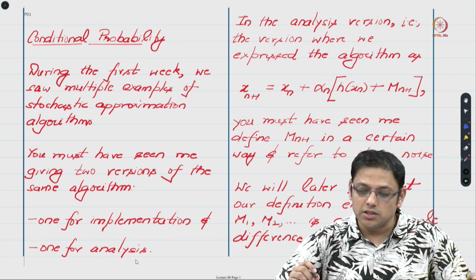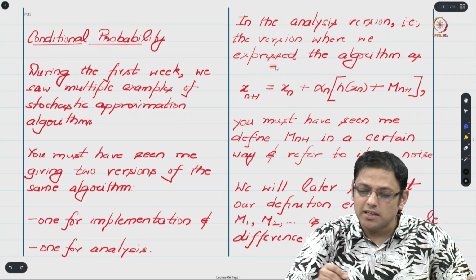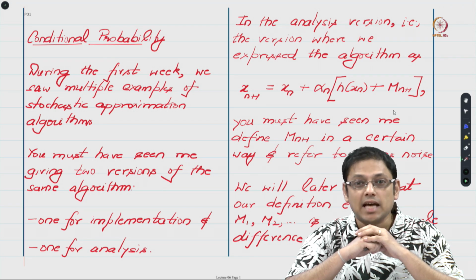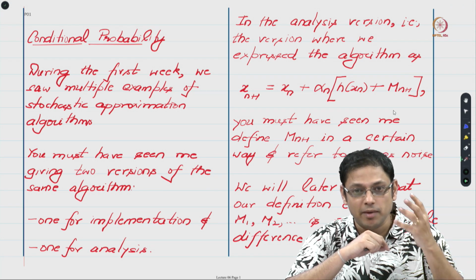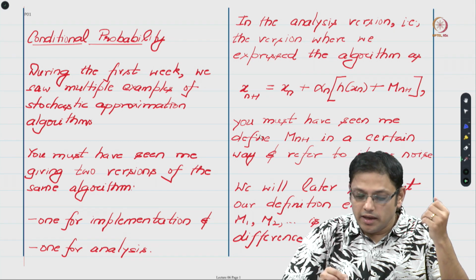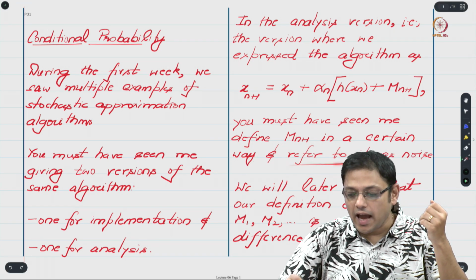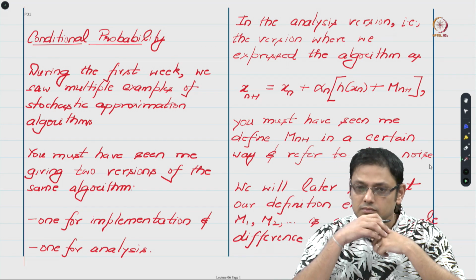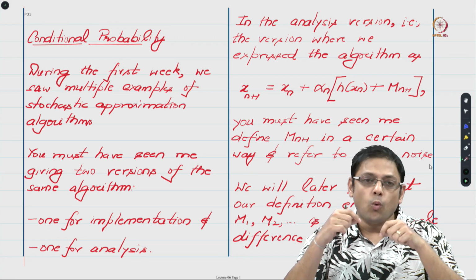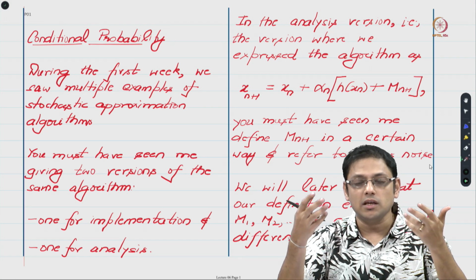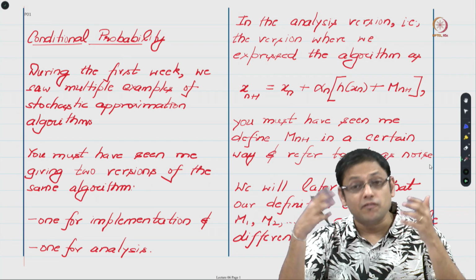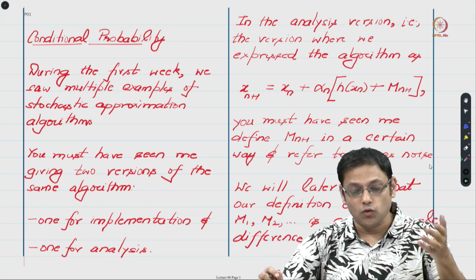In the analysis version, you would have seen me express the algorithm in the form xn plus 1 equals xn plus alpha n times h of xn plus mn plus 1, and you must have seen me define mn plus 1 in a certain way and refer to it as noise, right. When you saw me do that, I hope a question arose in your mind: why did I define it in a certain way, what was the reason for defining it in that way, could there have been a different way to define this noise, and so on and so forth, right.